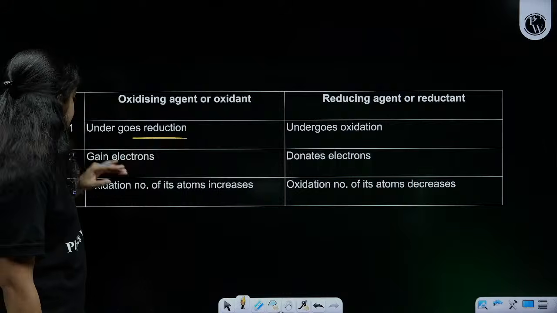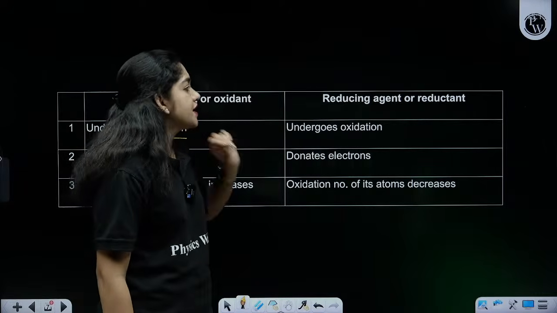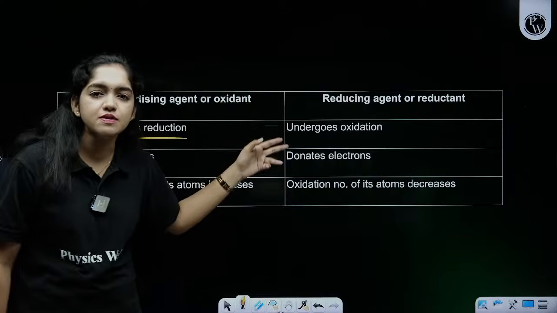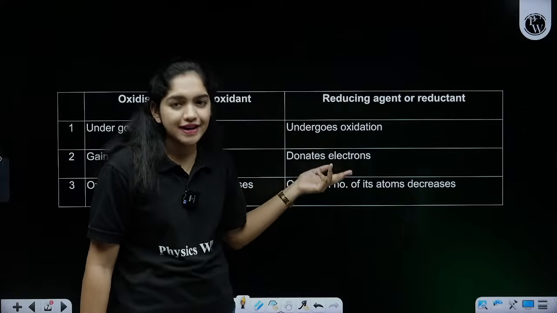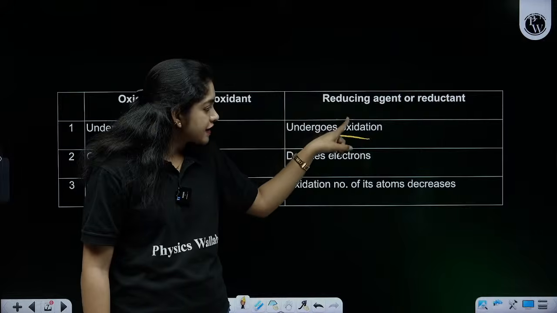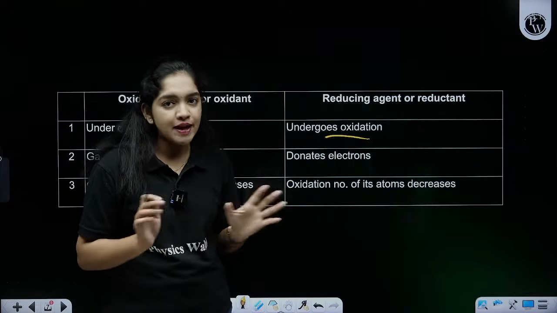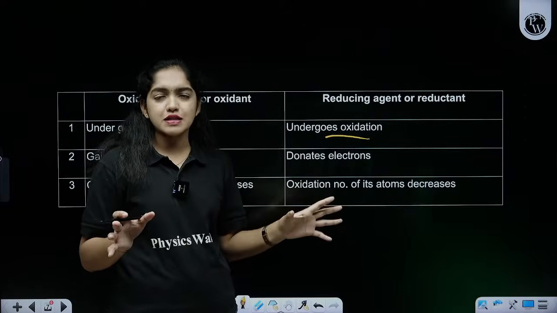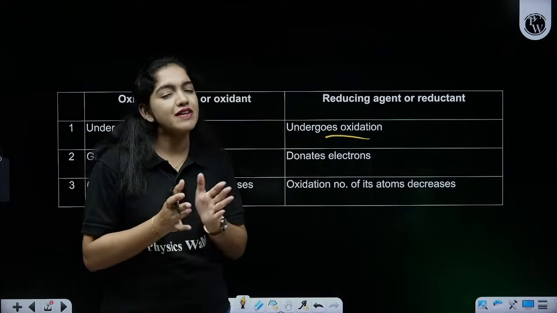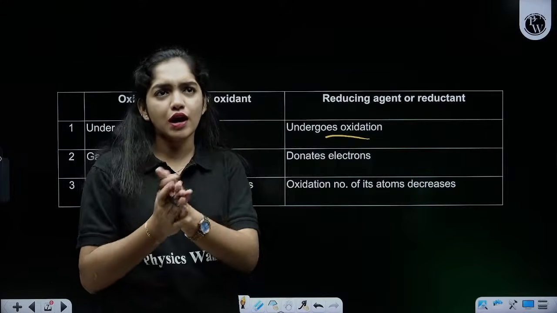Clear? They will gain electrons. Next one, a reducing agent. Reducing agent means what? It helps for reduction, itself undergoes oxidation. It undergoes oxidation and helps for reduction. Now we can take an example and explain the reduction, oxidation and the whole process. Oxidation and reduction occur together, and the name of the reaction you already know, right?